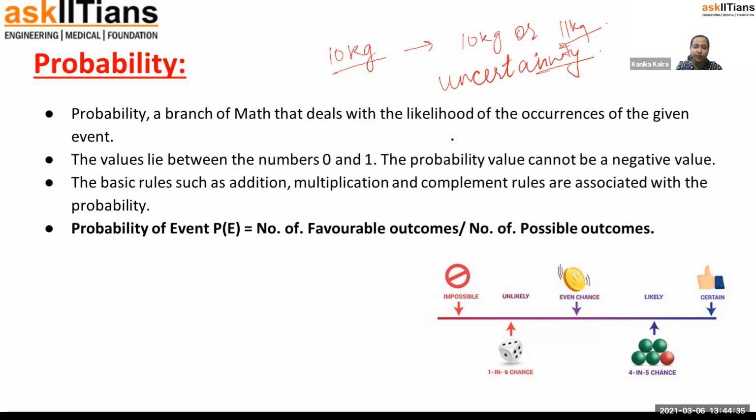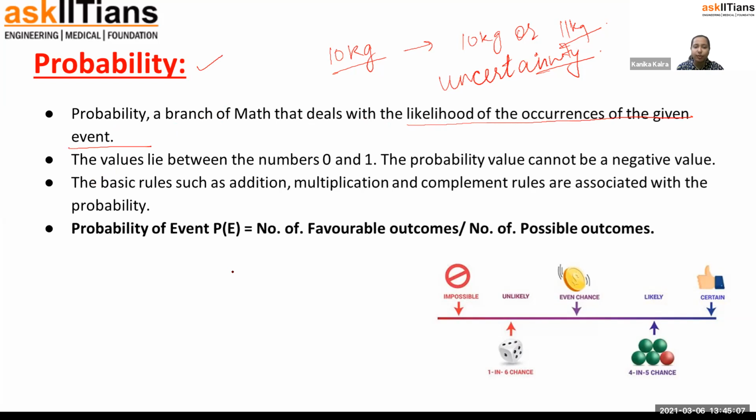So in case of uncertainty, when you provide such situations with numbers, or when such uncertain situations are represented using numbers, then this branch of math is known as probability. So let's look at the definition. Probability is a branch of math that deals with the likelihood of the occurrence of a given event. Like how many chances are there that a particular event will occur?